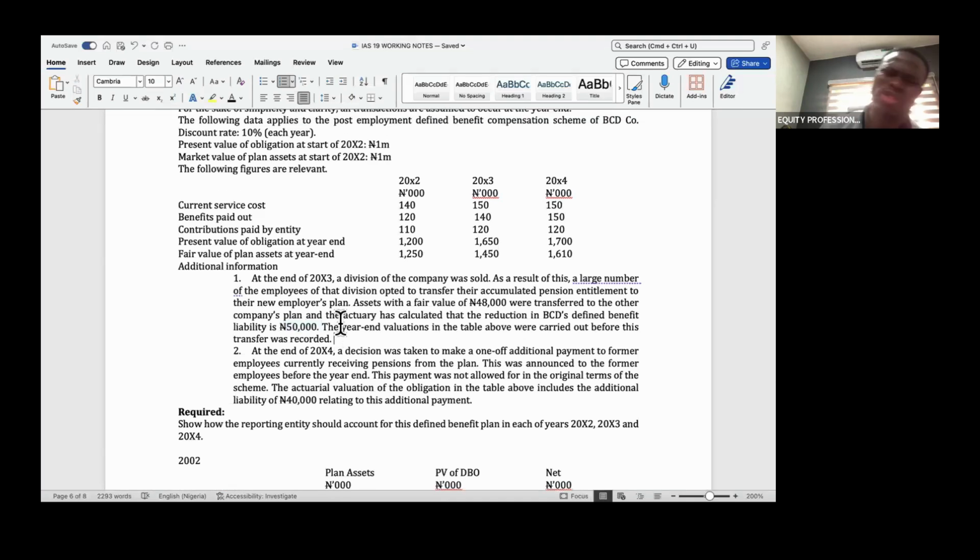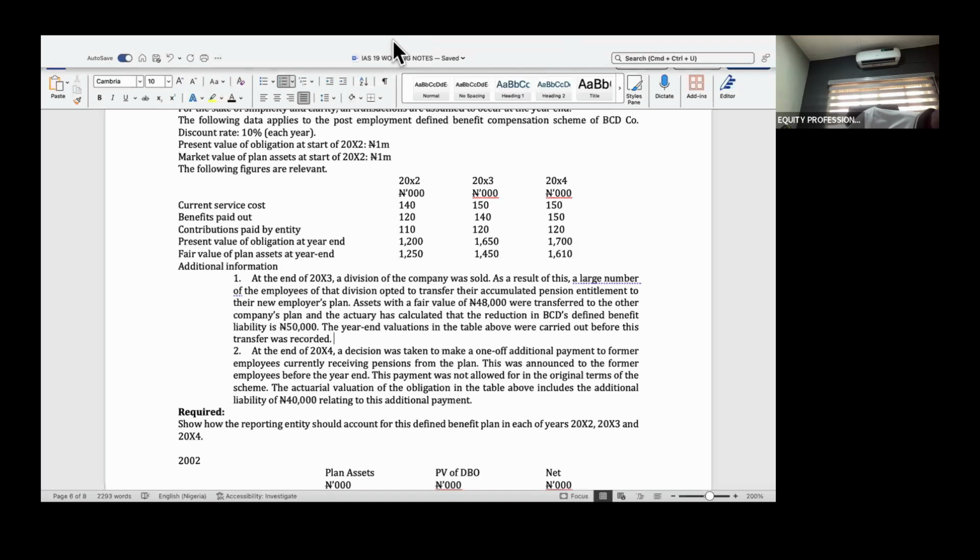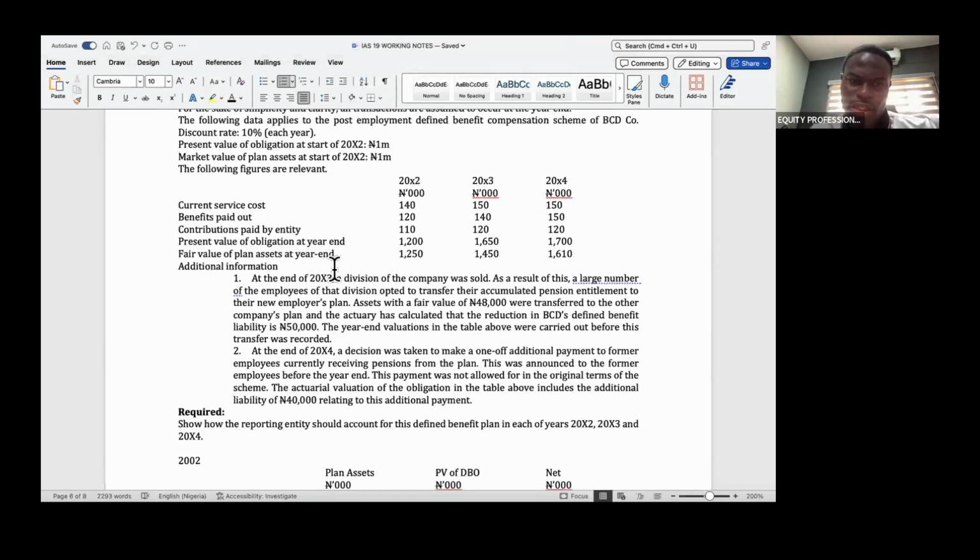Okay, let's look at this closely again. From what I can see here, this company sold a division. Because of that, of course, employees will have to go. So they say they want to transfer their pension to another plan. Now, for their pension, we have contributed a total sum of 48,000.